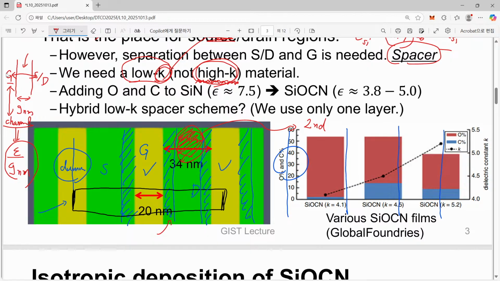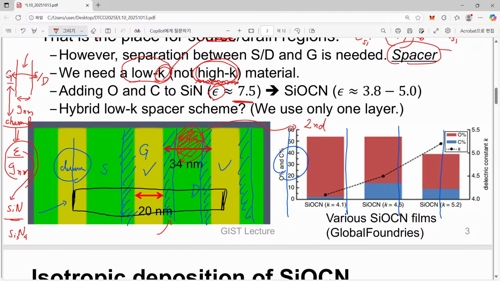So what we are doing is, for example, if we use silicon nitride, having its full composition Si3N4. In this case, it usually has a relative permittivity of 7.5.